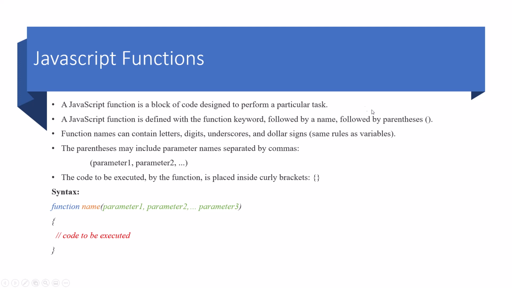Here the parenthesis after the function name includes parameters and they are separated by commas. We may or may not have parameters passed to the functions, but if there are multiple parameters, they should be separated by commas. And the code to be executed for the function is given in curly braces. So here is the syntax for the function. Function is a keyword, name is the function name, and n number of parameters we can pass. And in the curly braces, the code to be executed is given. So this is the basic syntax for writing a function in JavaScript.